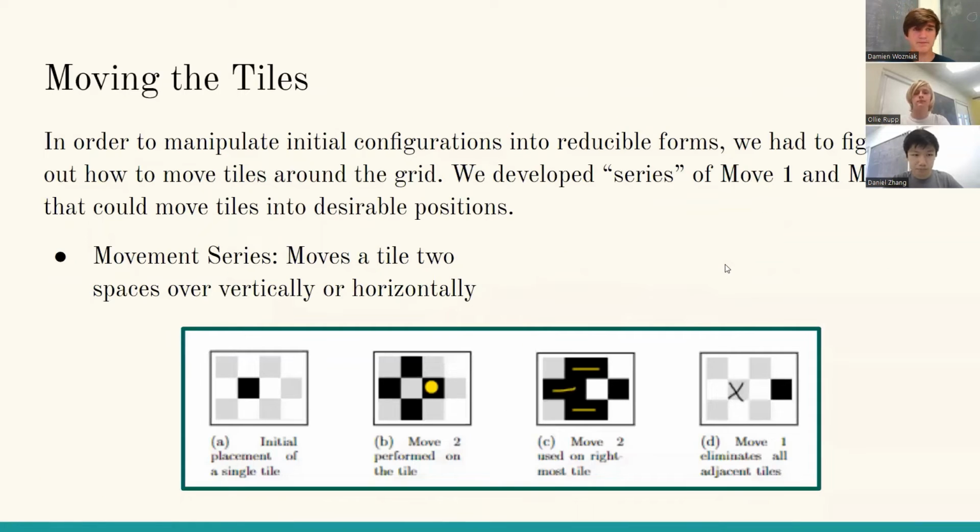And so after playing around with the problem for a little bit, we were able to find a movement series that let us move a single tile. This movement series allowed us to move a single tile two spaces over vertically or horizontally, with a combination of moves 1 and 2. And you can see an example in the diagram below.